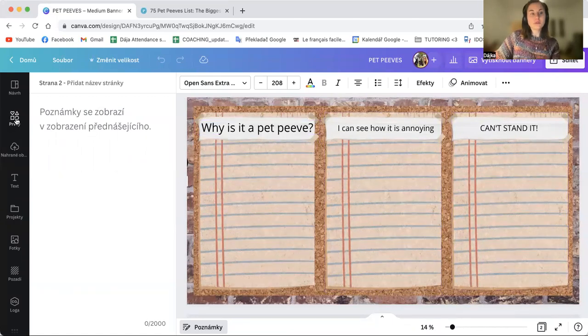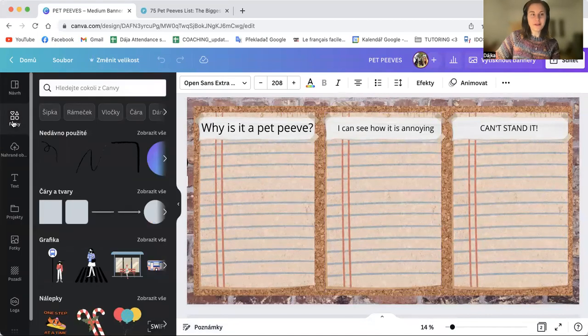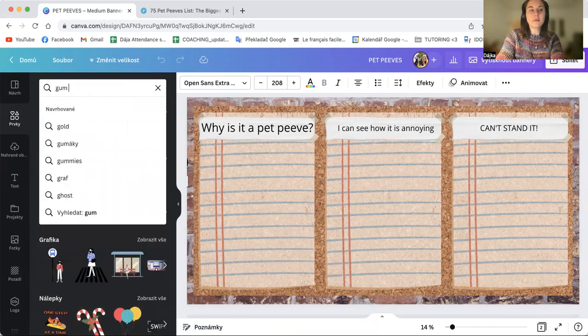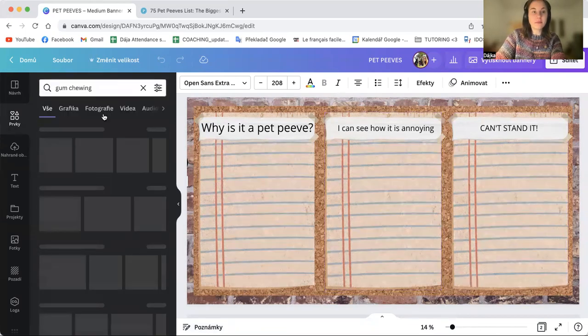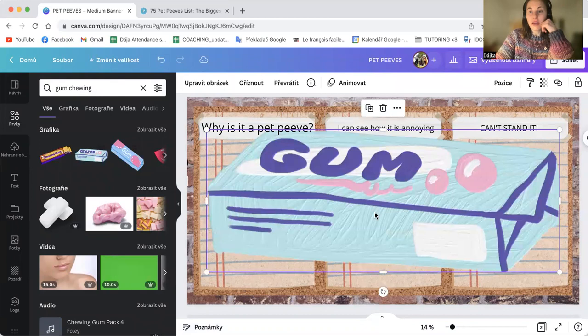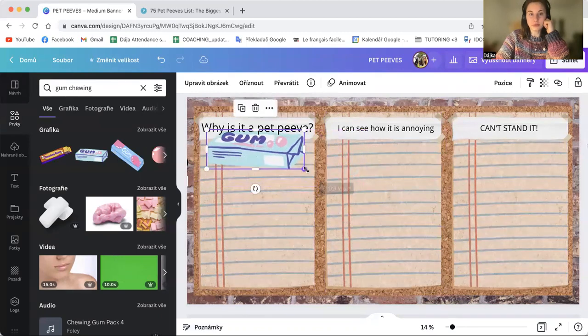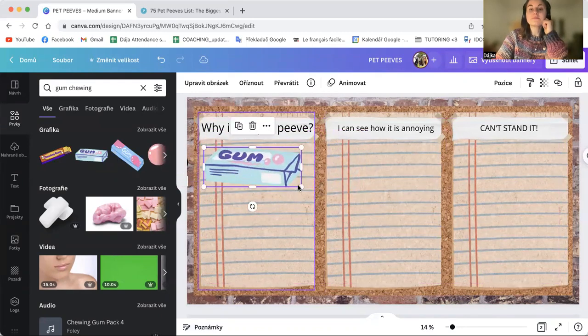You then go to here, I don't know what it's called in English, and you will write gum chewing, for example, and you will pick any picture that you want to symbolize that pet peeve. If you don't have a premium account, it doesn't matter, you just don't have as many pictures, but you can still find a lot of pictures that you can use. This one you can use in the normal account.